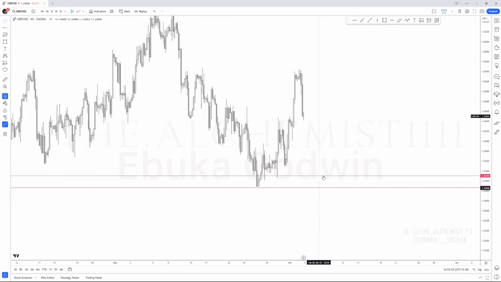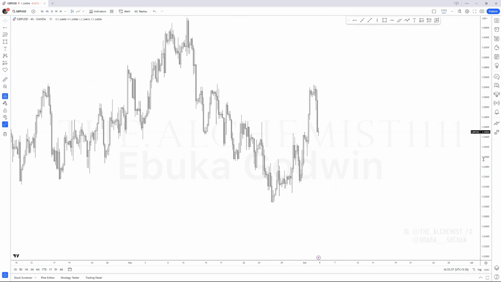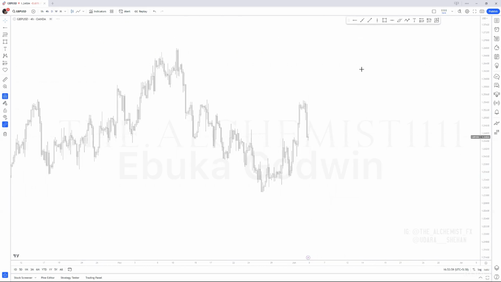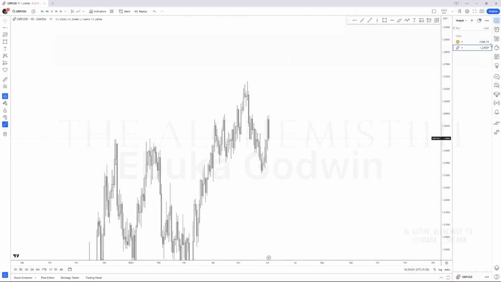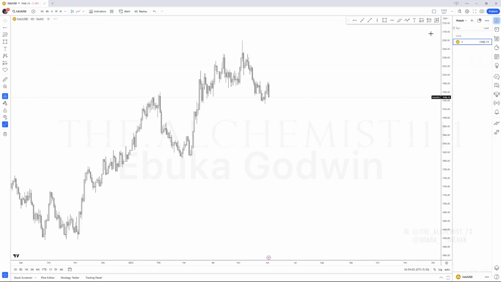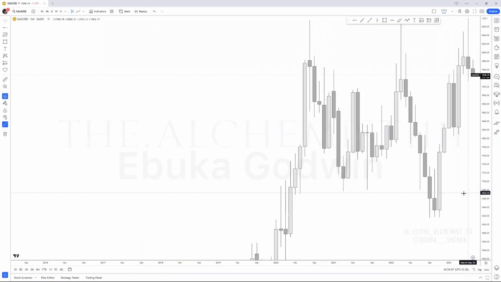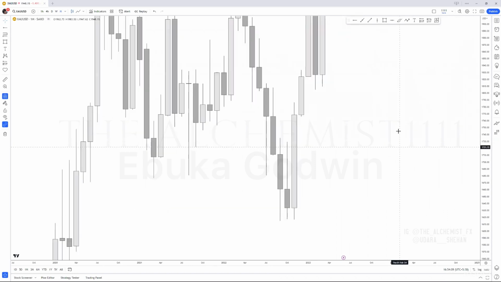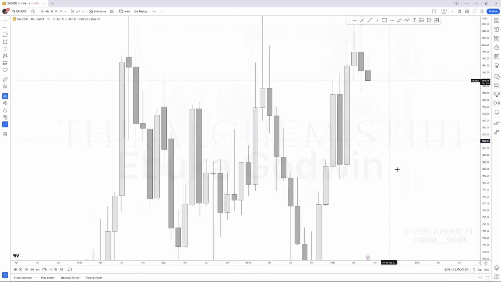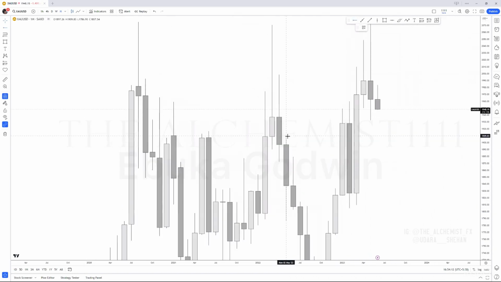So you see this, right? It works anywhere. All you have to do is practice. Practice is what it takes. Even from the monthly time frame, you can see the precision. Look at this. Let's see. Where did this sell come from? Monthly open close.